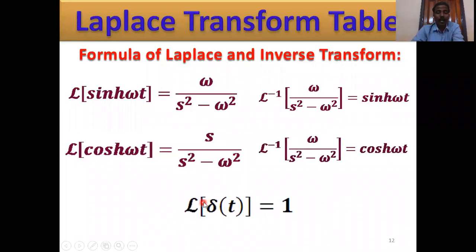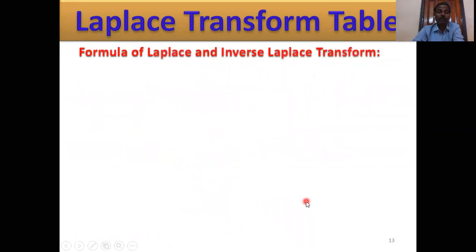Then Laplace transform of delta t equals 1. This is the impulse formula. Laplace transform of the impulse function is always 1.